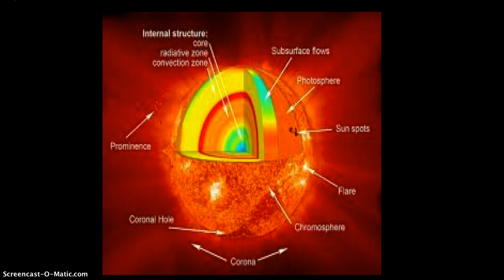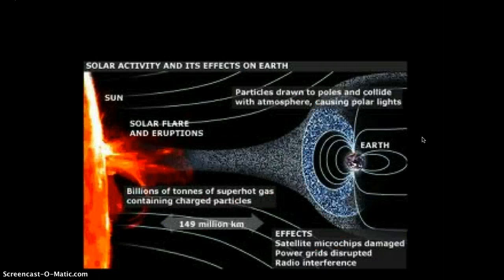Here we have the sun, and here is the core, the radiative core, and the convection core, as you can see right in here. And I am going to teach you about the flare, which is right over here. So when a solar flare erupts, as you can see over here, there are three stages to it.